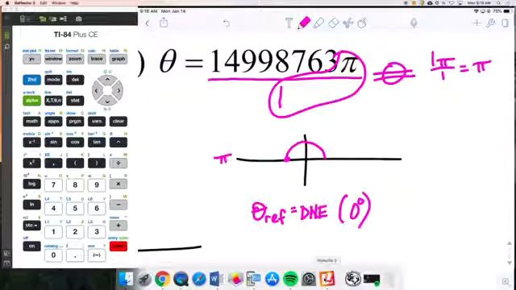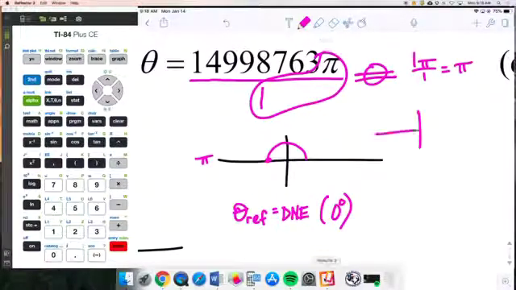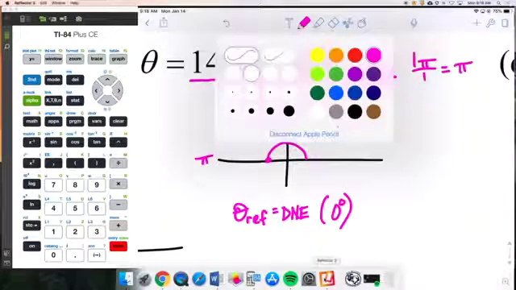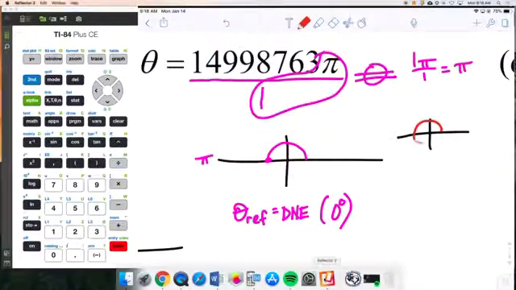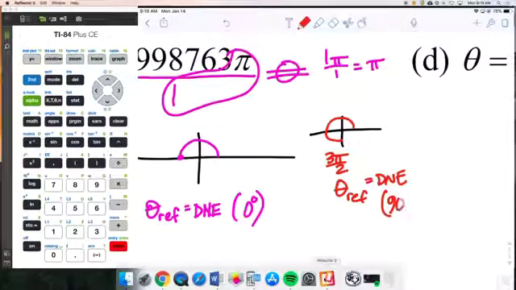An acute angle has to be strictly between 0 and 90. Just for what it's worth, if you have an angle that terminates on the y-axis, it could be up here, or I'll just draw it down here. That would be at 3 pi halves. The reference angle is going to be also DNE, and the reason is because it's 90 degrees, okay?